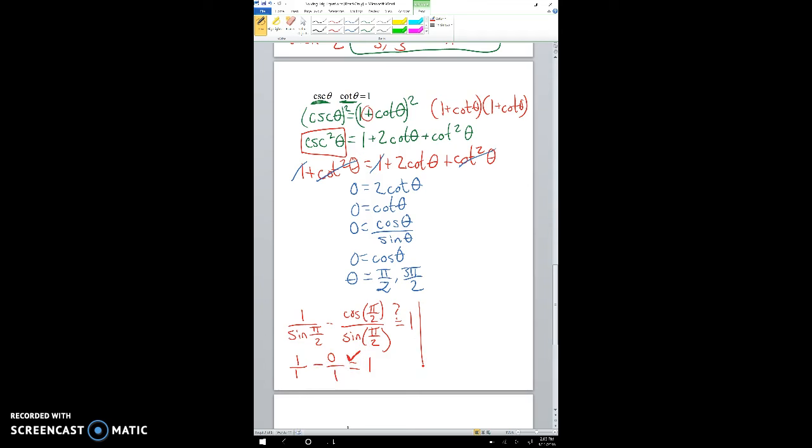Okay, now let's see what happens when we check the other solution, 3 pi over 2. I'm going to pause it and write it out for a second. Okay, so I just filled some in here. What happens this time is that when you do sine of 3 pi over 2 in the denominator here, you actually get negative 1 instead of positive 1. So you end up with negative 1 minus 0, which is actually not equal to positive 1. So 3 pi over 2 is an extraneous solution. You have to throw it out. There's only one solution, and it's pi over 2.